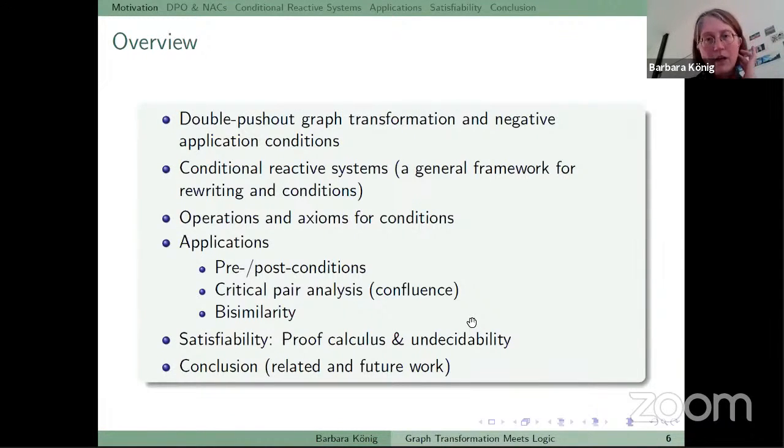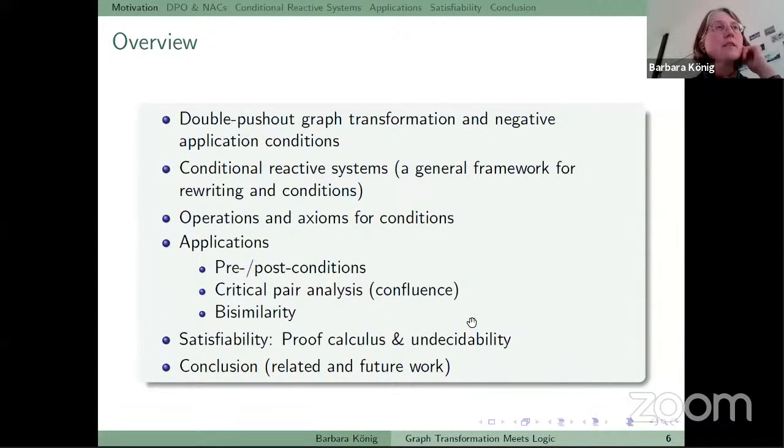And then I'll keep working in this general framework and also say something about operations on conditions such as shift and axioms. Then I'll say a bit about applications, how to compute pre and post conditions, and critical pair analysis. Let's see how much time I have. Maybe I'll cut the critical pair analysis a bit short, and I'll say a few words about bisimilarity. Then I'll say something about satisfiability, how to check whether a condition is satisfiable, so has a model. And then I'll conclude.